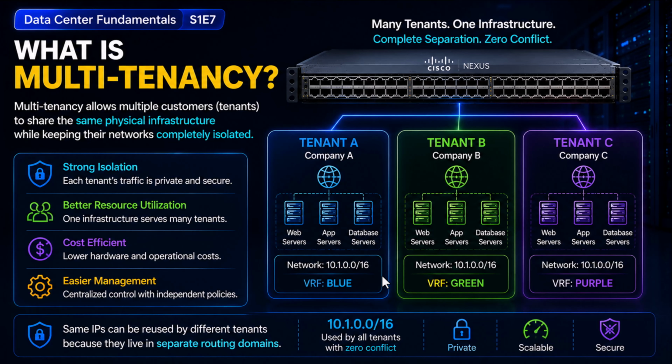Tenant A could use VRF Blue, tenant B could use VRF Green, tenant C could use VRF Purple. Even though all three tenants share the same physical hardware, their traffic remains separate. One major benefit of multi-tenancy is better resource utilization. Instead of dedicating separate hardware to every customer, the infrastructure can be shared more efficiently. This also reduces hardware, power, cooling, and operational costs.